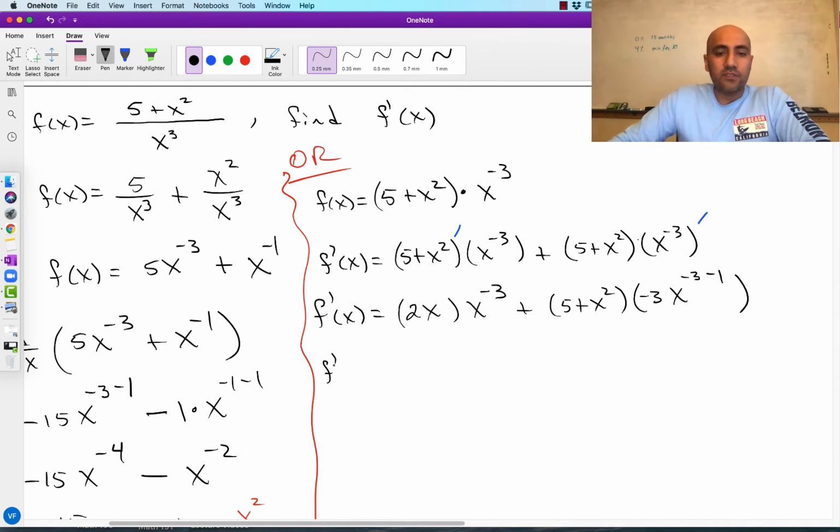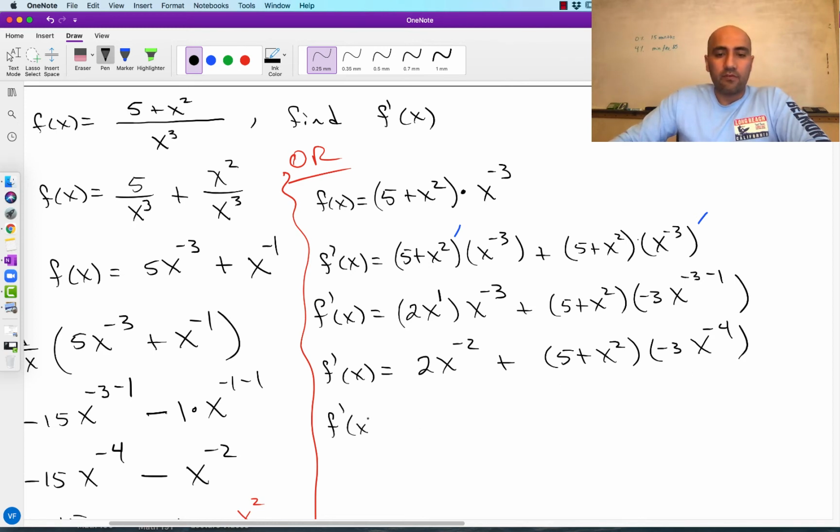Okay, so now all we have to do is simplify. This becomes, okay, so we can think of adding the exponents. So this becomes 2x to the minus 2 power, plus this becomes 5 plus x squared minus 3x to the minus 4 power. And then we're going to distribute.